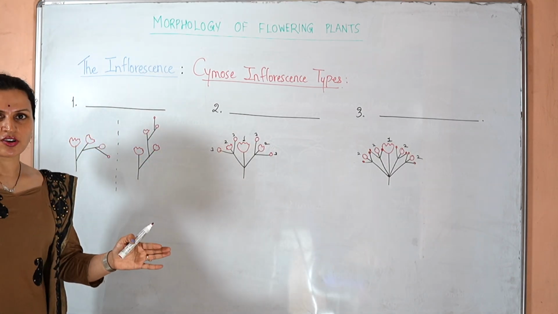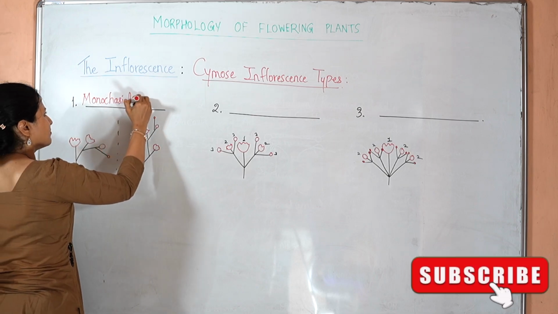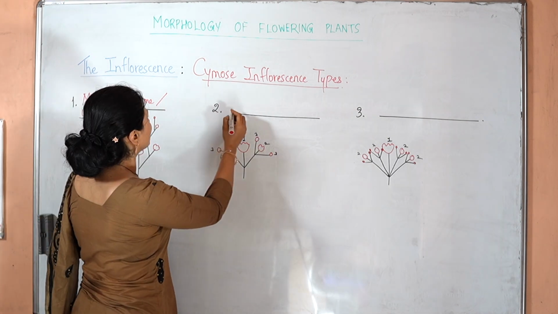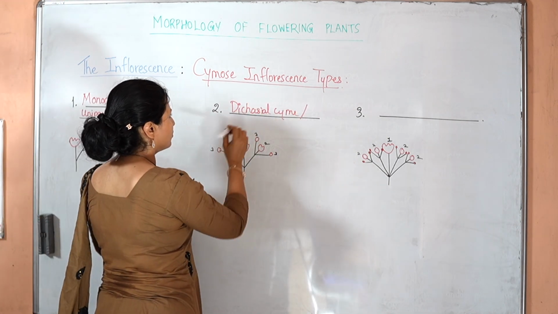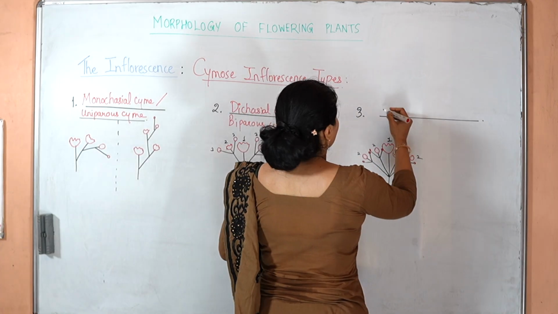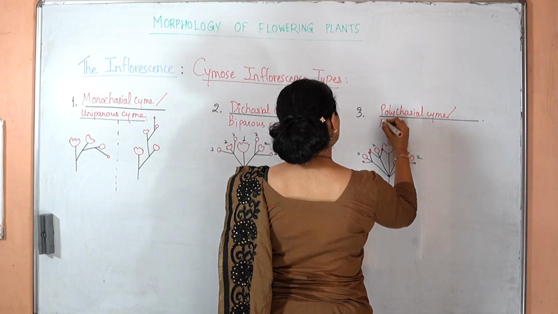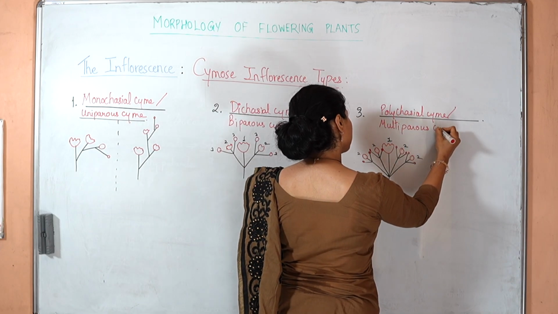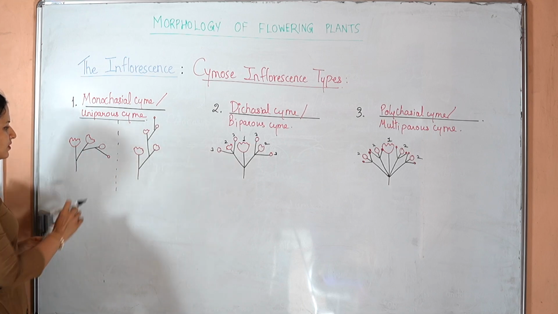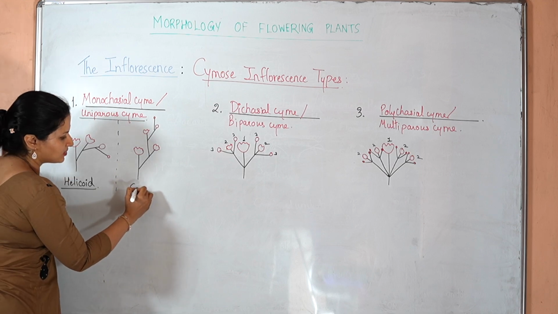All these are Cymose inflorescences. The first one is called as Monochasial Cyme, also called as Uniparous Cyme. Second one will be called as Dichasial Cyme, also called as Biparous Cyme. Third one will be called as Polychasial Cyme, also called as Multiparous Cyme. And in Monochasial Cyme, you see that there are 2 further different types. This is the first type. This arrangement will be called as Helicoid, and this one will be called as Scorpioid.